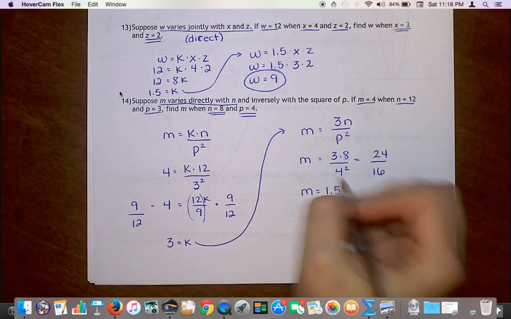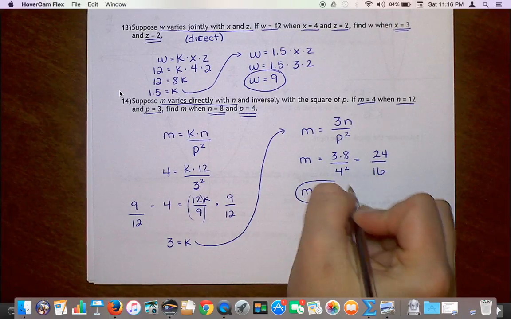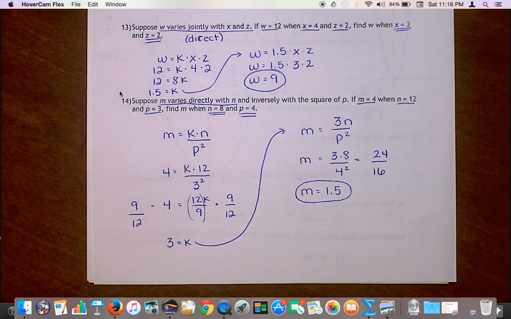So 1.5 or 3 over 2 would work there. Okay, and that's it for that one. Okay, on to the next page.